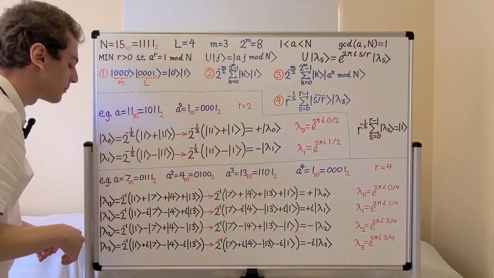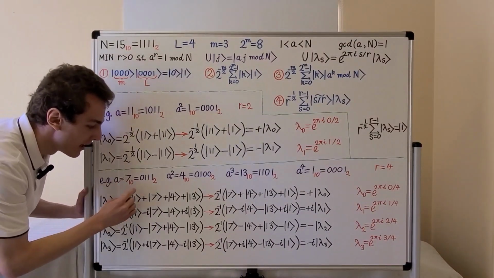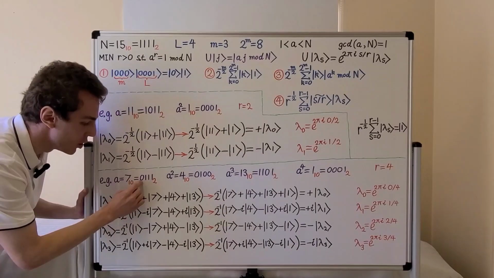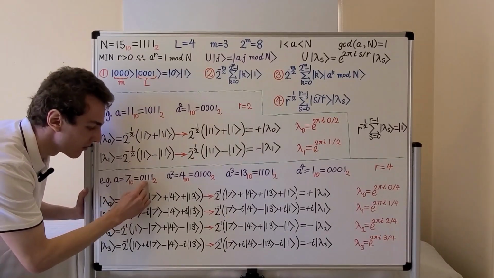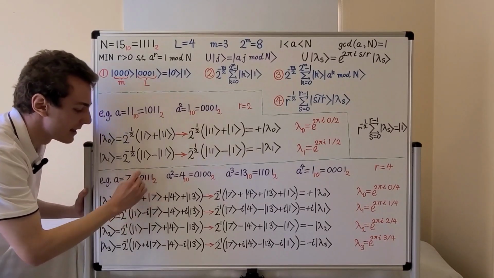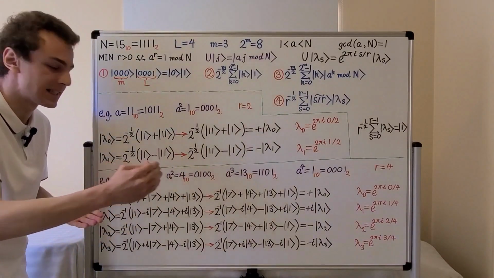Now let's consider the example of A equals 7. 7 can be written as 0, 1, 1, 1. So we have no 8, but we do have a 4, a 2, and a 1. So 4 plus 2 plus 1, that gives us 7. Let's have a look at this pattern when we keep multiplying by 7.